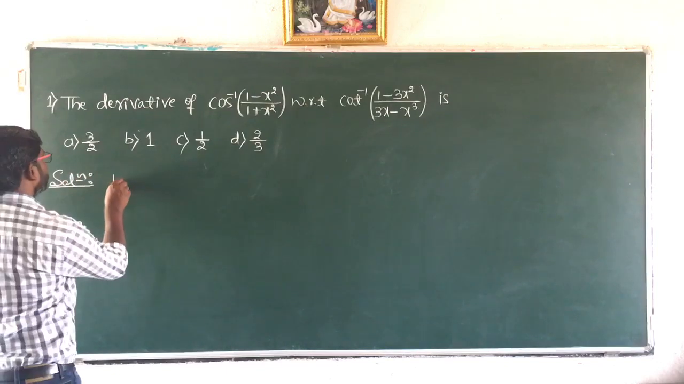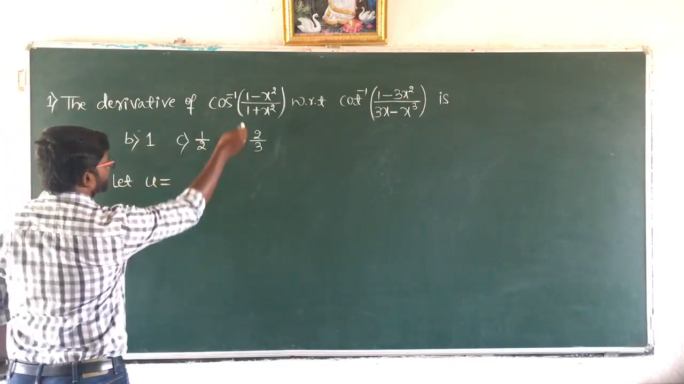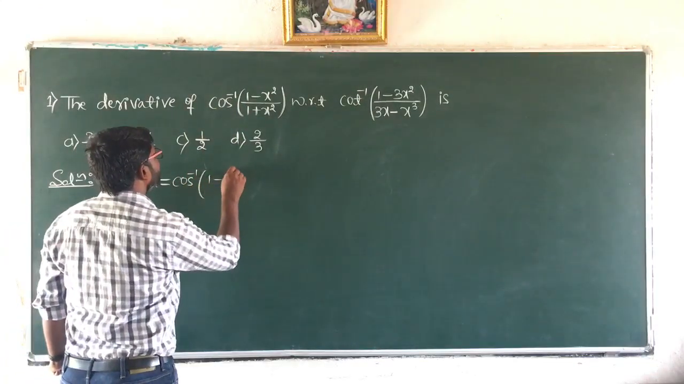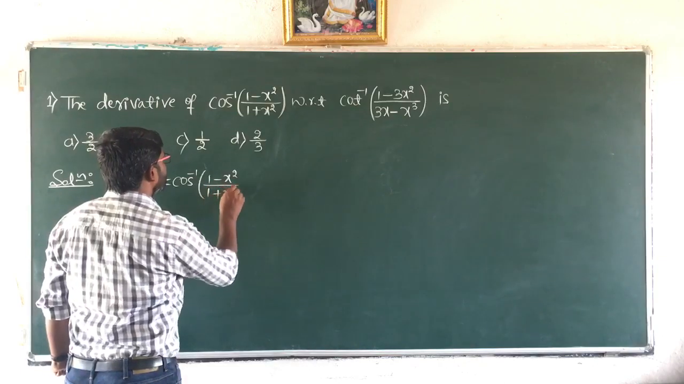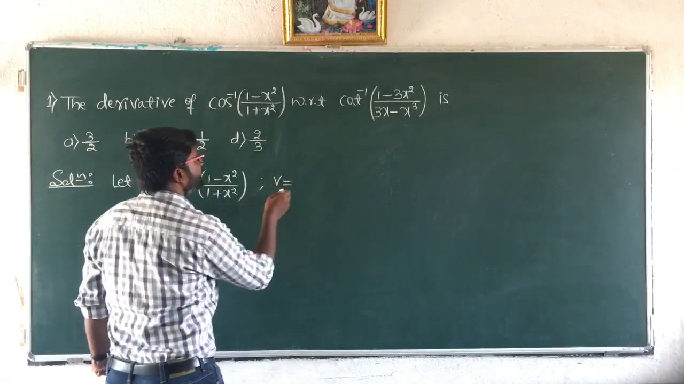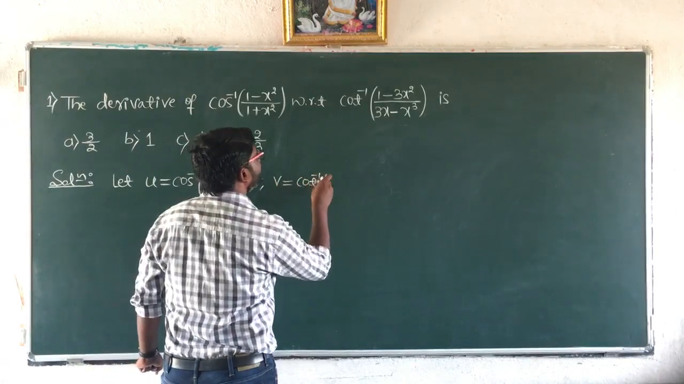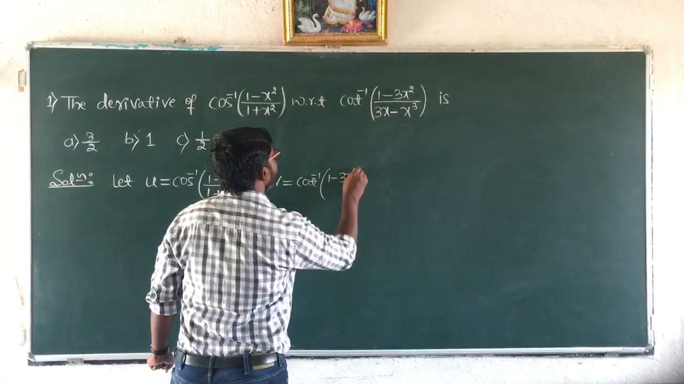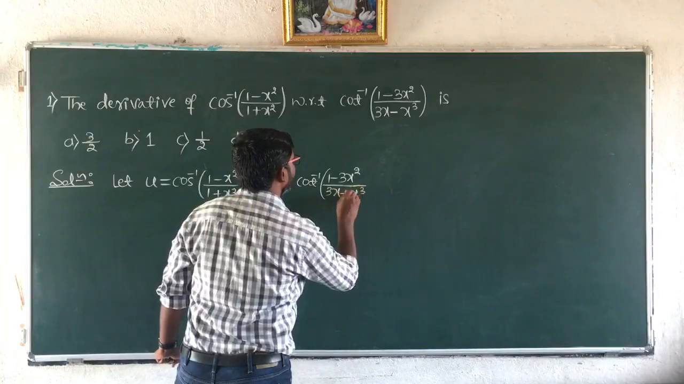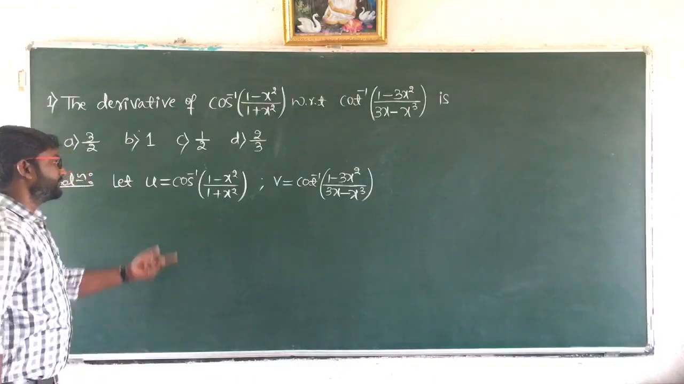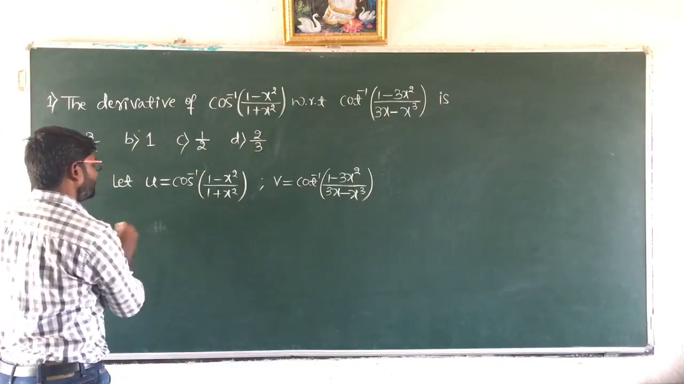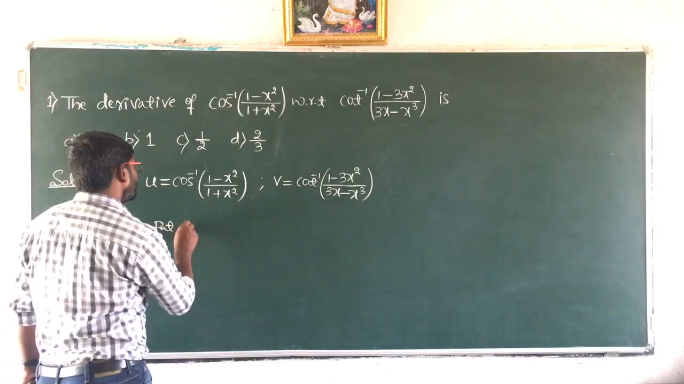Let u be equal to cos inverse of (1 minus x square) divided by (1 plus x square), and v be equal to cot inverse of (1 minus 3x square) divided by (3x minus x cube). Now let us go for the substitution. Put x equal to tan theta.